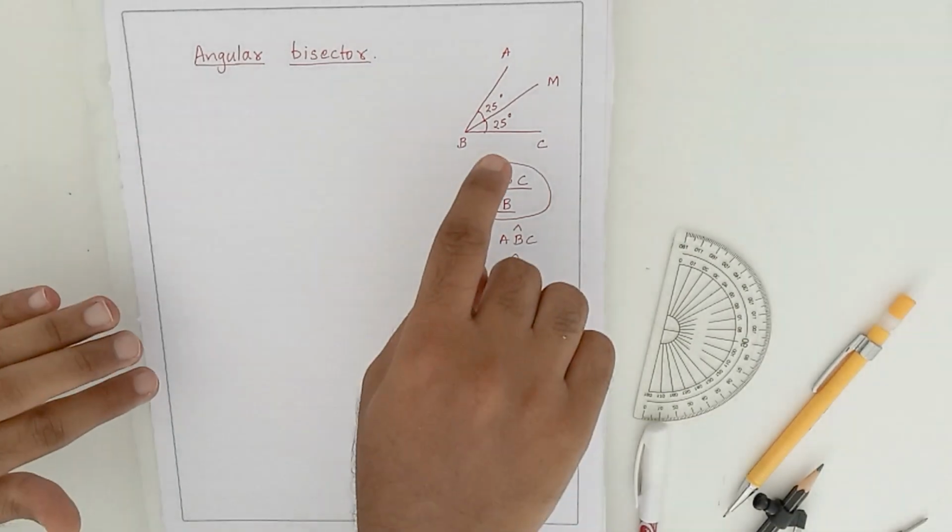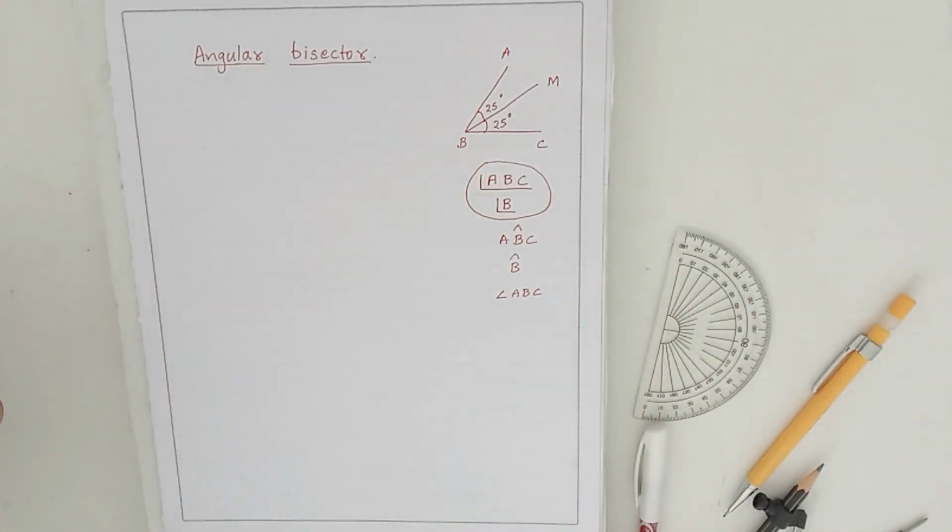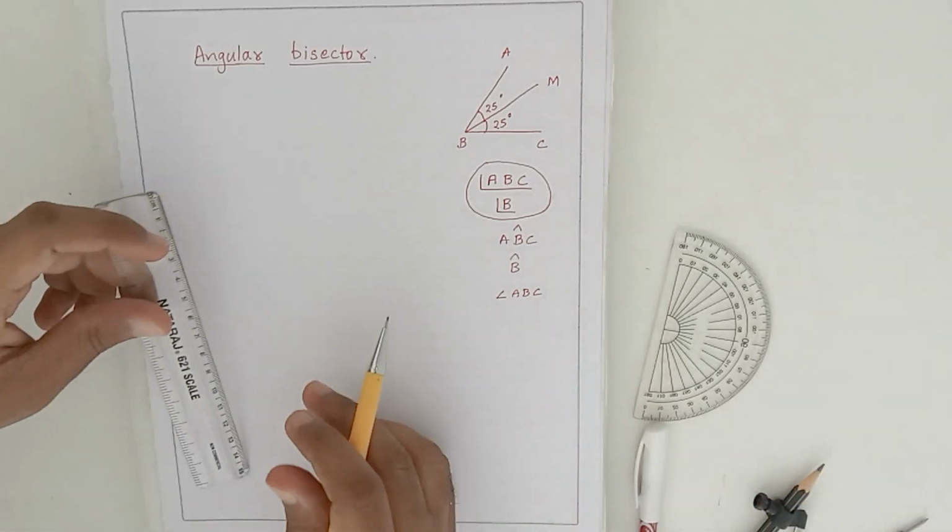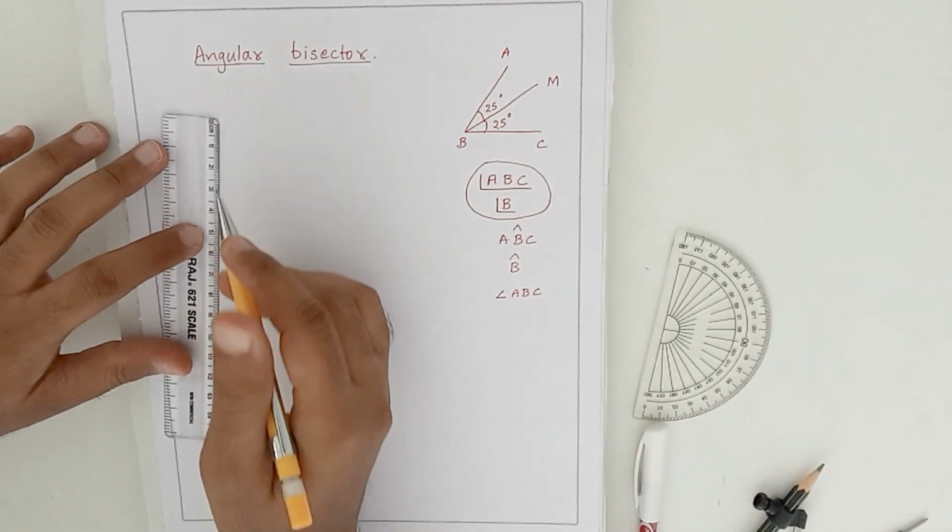Now how do we construct or draw an angular bisector? That's what we'll be learning. I'll just take any angle.